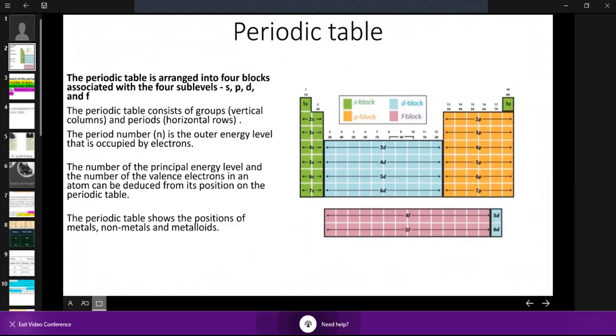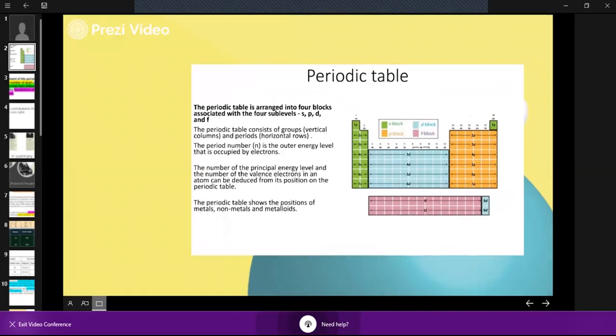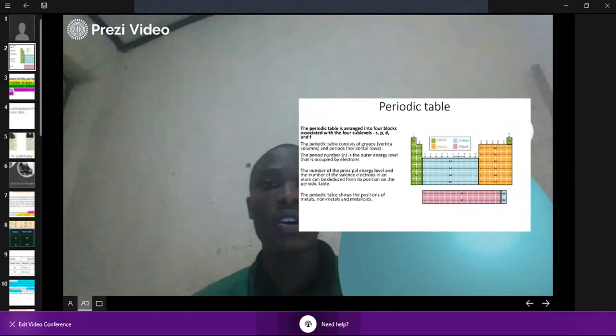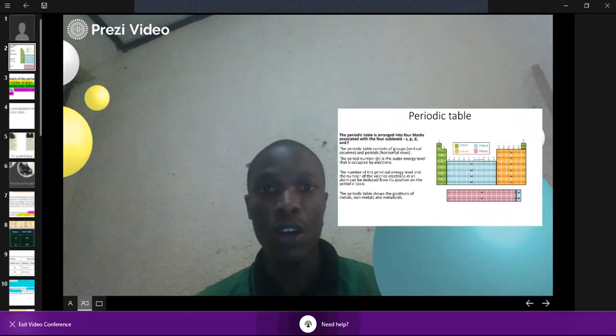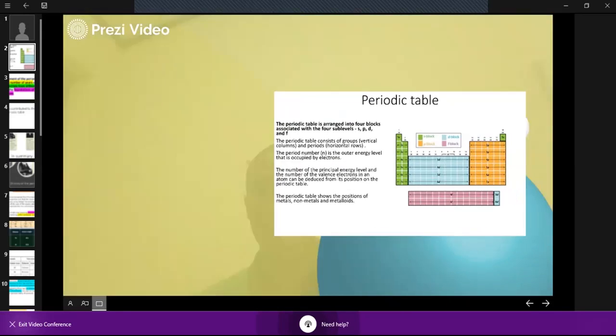Before we can start on the history of the periodic table, I want you to know the following about the periodic table. One, it is made up of 4 blocks. We have the S block, the P block, the D block, and also the F block. So you need to know those blocks.